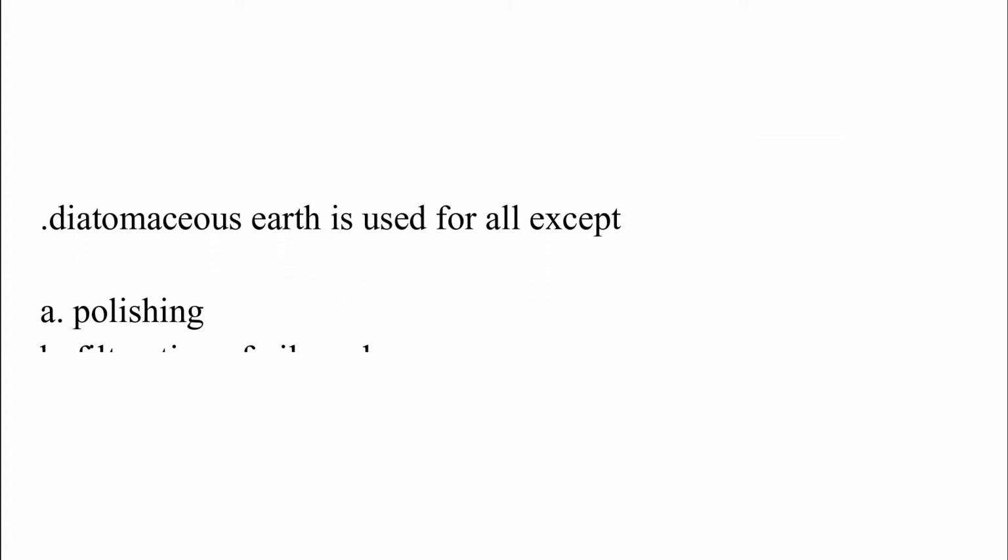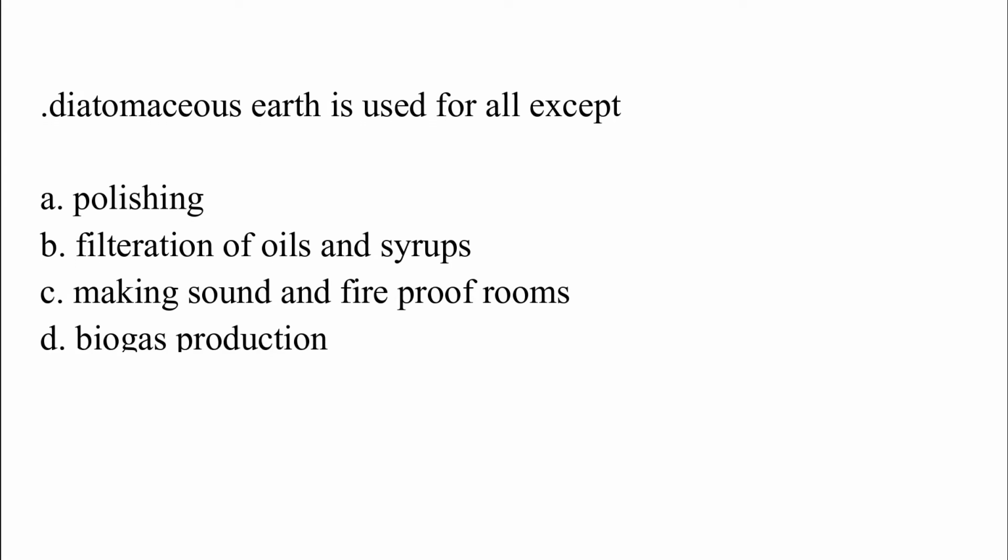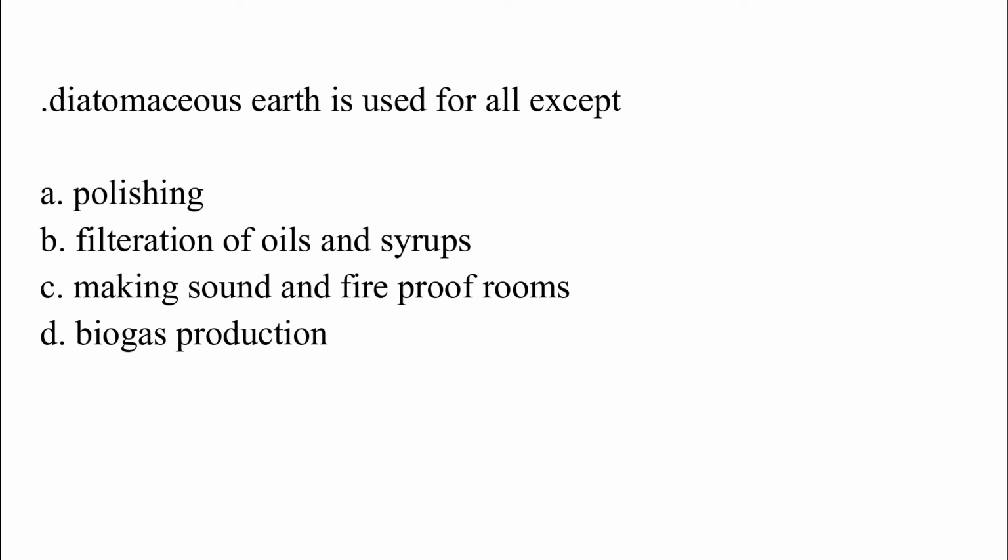Diatomaceous earth is used for all except: option A, polishing; option B, filtration of oil and syrup; option C, making sound and fireproof rooms; option D, biogas production. The correct answer is option D, which is biogas production.